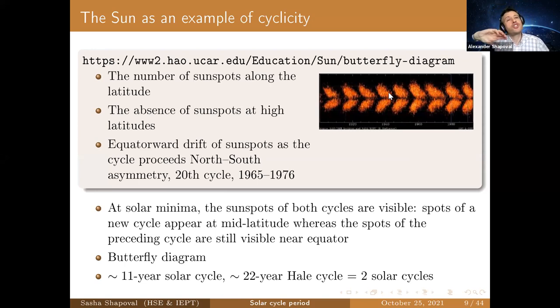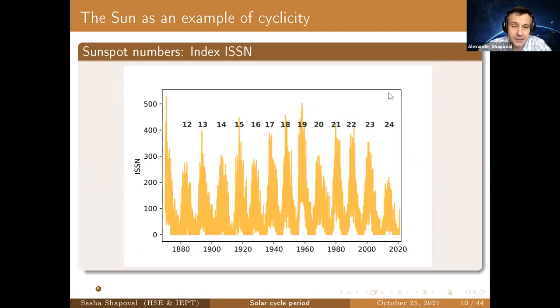But because of the change of polarity, the magnetic cycle consists of two sequential solar cycles. And that is why we have another regularity related to the solar magnetic field, which is approximately two solar cycles, or 22 years. It is called the Hale cycle.